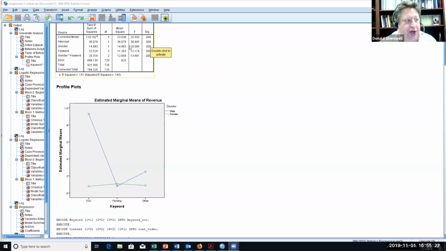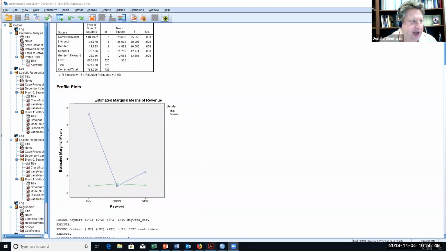We have gender as an independent variable. We have keyword as an independent variable with 3 different keywords. And then we have an interaction of gender and keyword. And in this case, all 3 are significant at 0.000. Let's talk about main effects first.